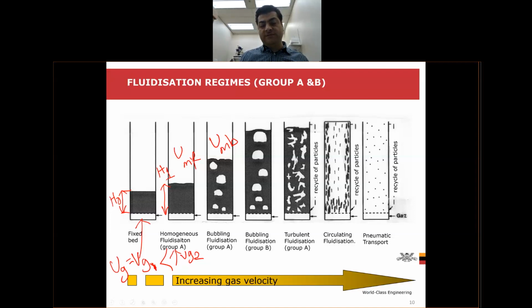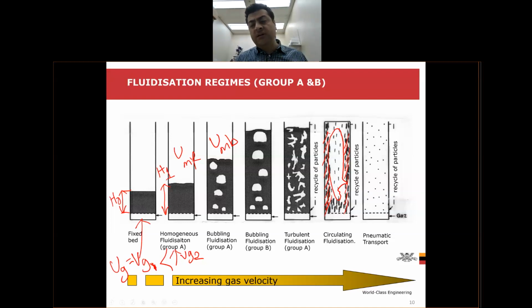In a circulating fluidization, you always have a middle zone where the concentration of the gas is more than the concentration of solids, but close to the wall of the fluidization, the concentration of the solids is more than the concentration of the gas. So this is the characteristic of the fast fluidized beds. So gas velocity in fast fluidized beds is more than gas velocity in turbulent.